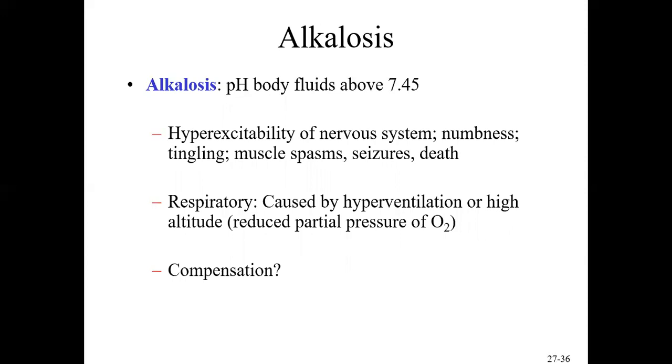Alkalosis, this is just the opposite. This is where the pH of the body fluids rises above the 7.45 area. And you can see some of the symptoms here: hyperexcitability of the nervous system, numbness, tingling, muscle spasms, seizures, and it can also be fatal. And again, it's kind of set up the same way.